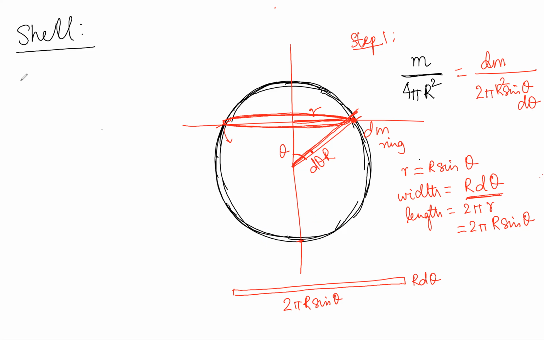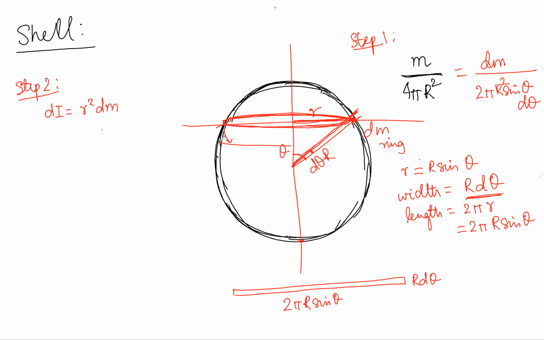Now we have to write step 2. So what is step 2? Step 2 is trying to write down the moment of inertia of that small element. We have to write the moment of inertia of our small element. So how much will the moment of inertia be? You will write dI is equal to r square dm. Why are we doing this? Because we have a ring. The moment of inertia of a ring is m r square, that's why I wrote this.